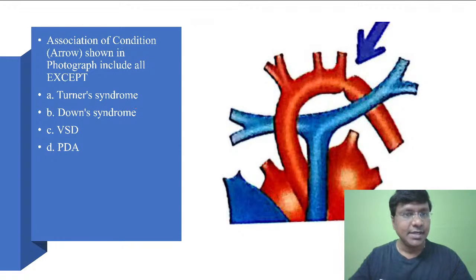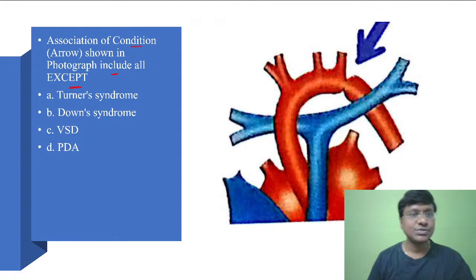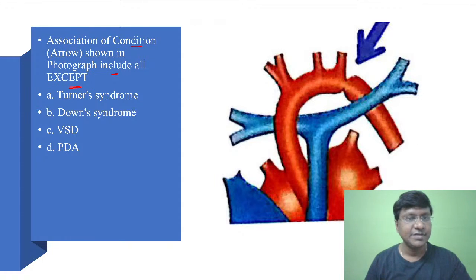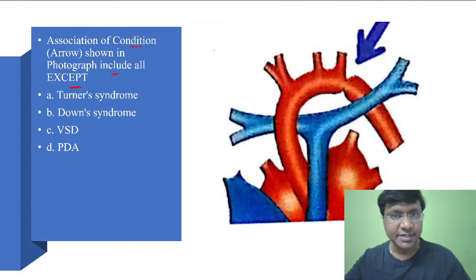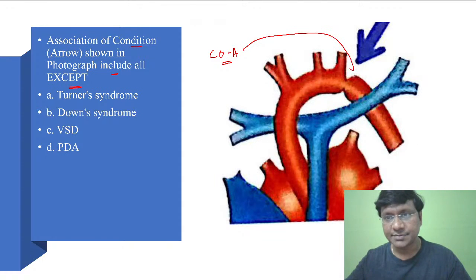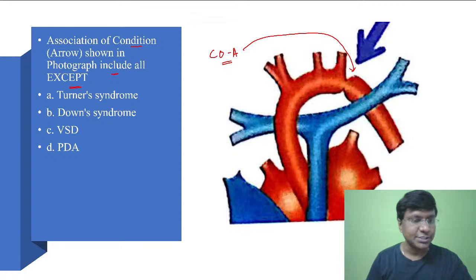Association of the condition shown in the photograph includes all except: Turner syndrome, Down syndrome, ventricular septal defect, patent ductus arteriosus. But first of all, can you tell me what image you are seeing there? This particular image is coarctation of aorta. You can make out the coarctation here.